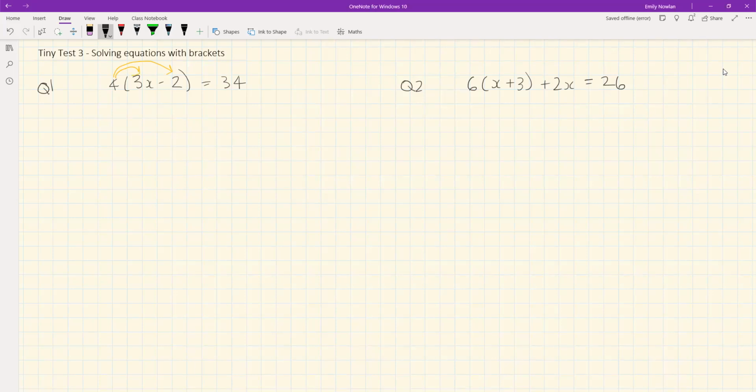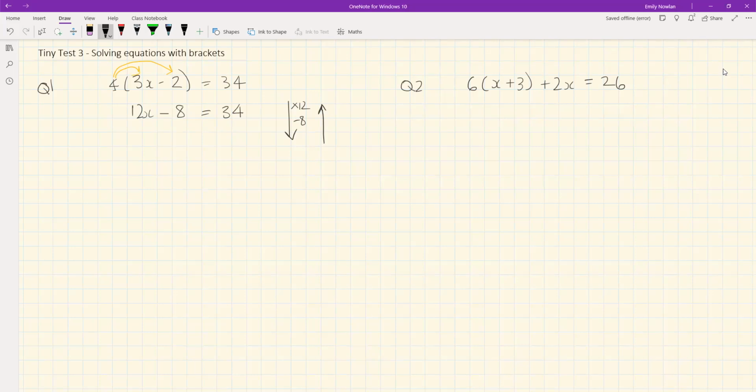So 4 times 3x gives us 12x, and 4 times minus 2 is minus 8, equals 34. Now we've expanded the brackets, we've got something like we've seen before, and we can go, well, here's the unknown. What happened to the unknown? We got times by 12, and then we took away 8. So we can either think that or write it if you need to. Times by 12, and then took away 8.